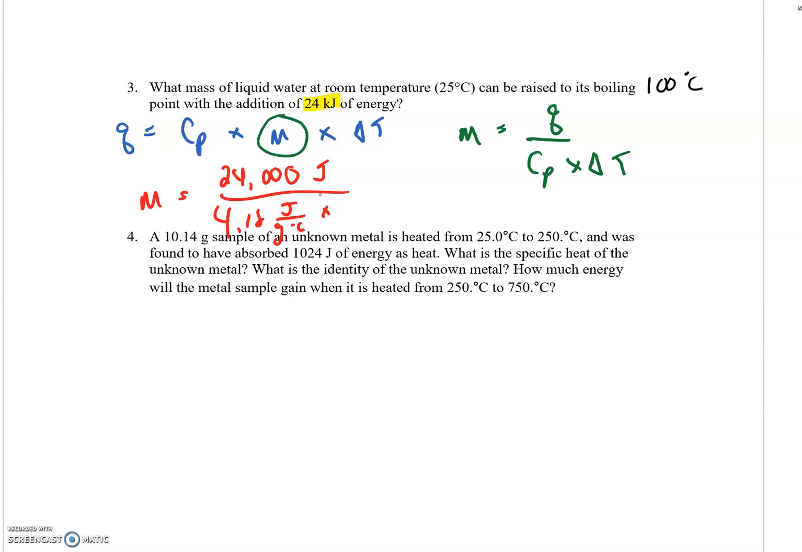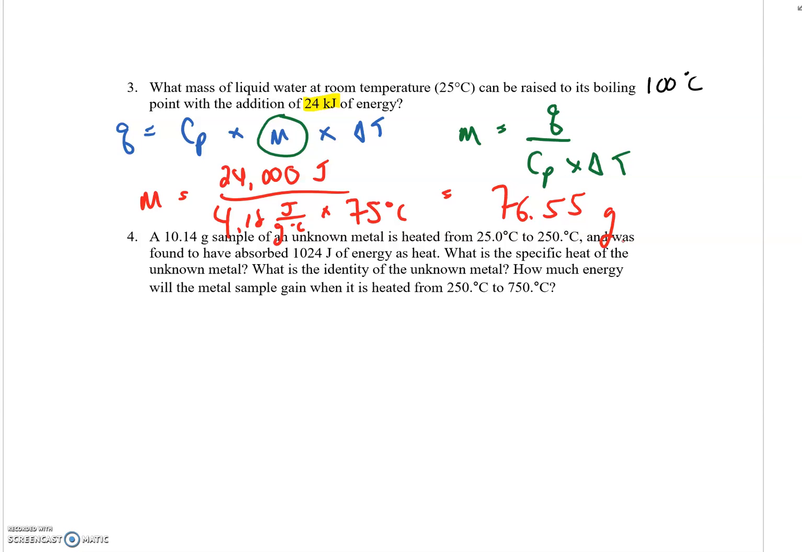We have a delta T. We started at 25 degrees Celsius and we're going to 100. So our delta T is 75 degrees Celsius. Okay, bust out your calculator. 24,000 divided by the quantity 4.18 times 75. And I get 76.55 grams. Is our mass. Okay.